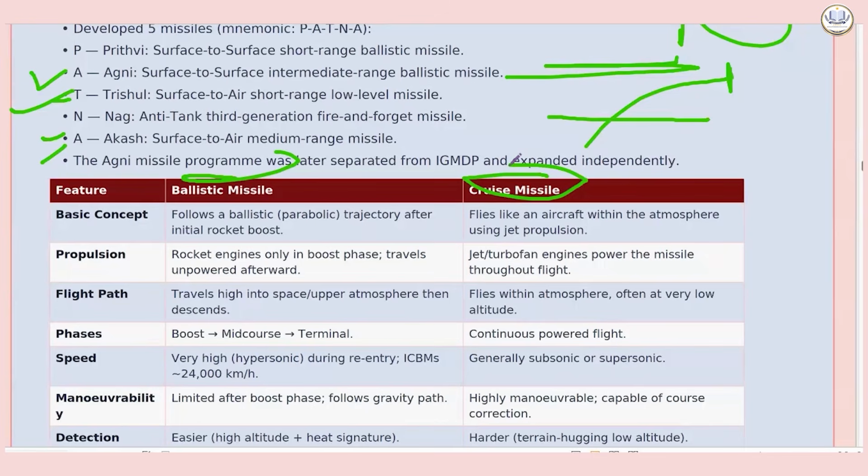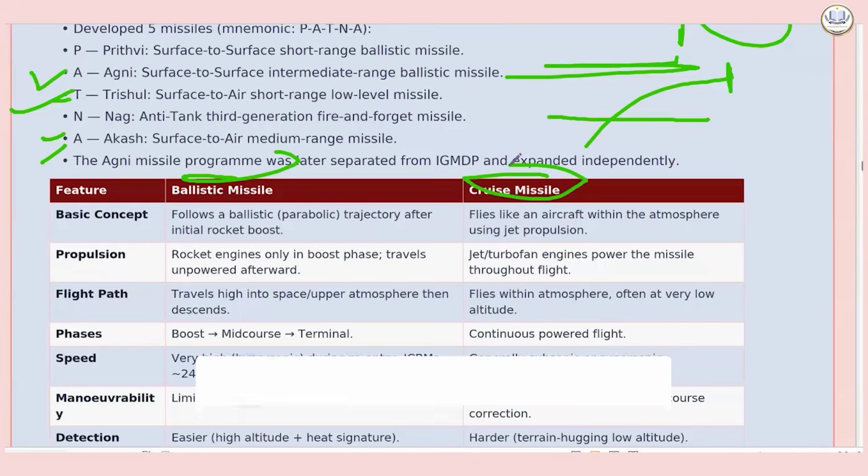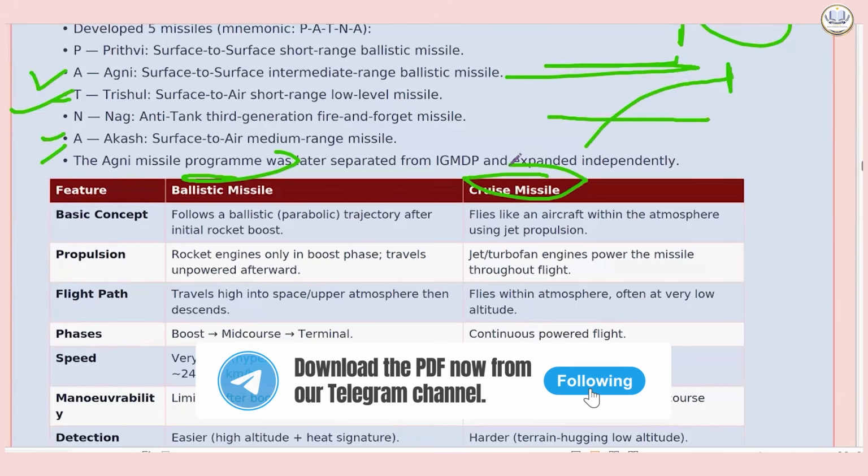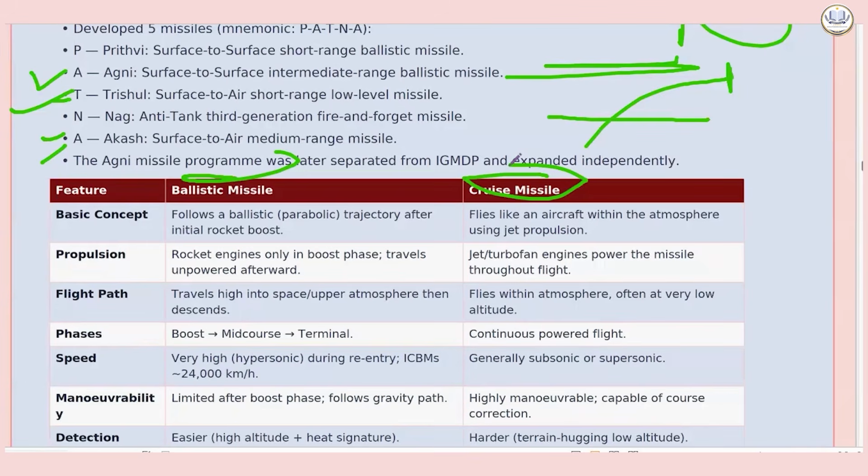So propulsion in ballistic is rocket engines only in boost phase, and then it travels unpowered after a while. It can travel longer distance because of it. However, cruise missiles will need jet or turbofan engines which power the missile throughout the flight. And the flight path of a ballistic missile travels into space, upper atmosphere, then descends like a parabola, like this.